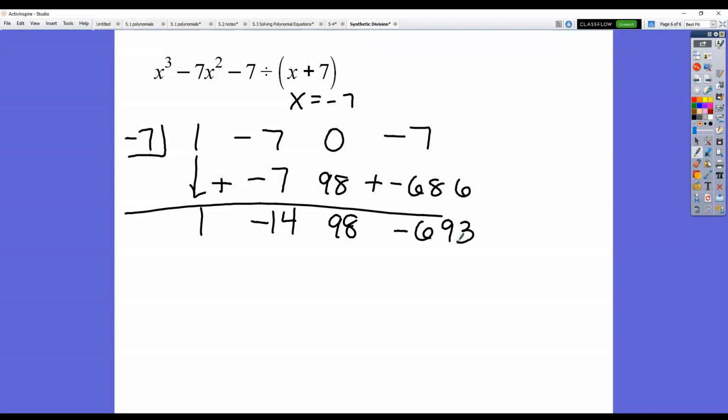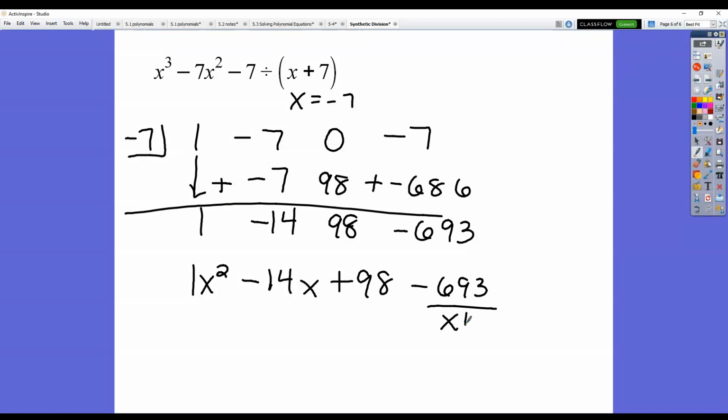Most definitely. So then this would have been x squared minus 14x plus 98 all over 693 over x plus 7. Ooh, that's a little yucky. But you guys get the concept. So that's synthetic division.